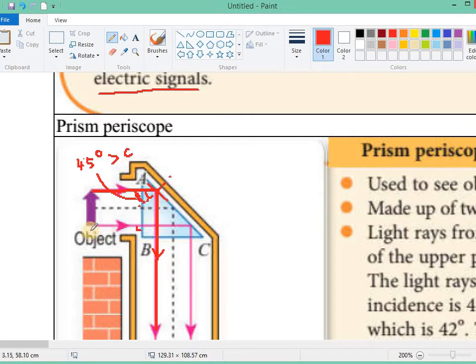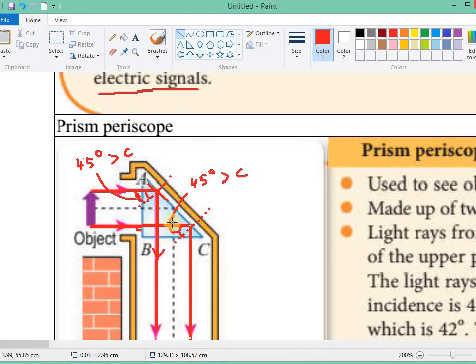Okay, so same with here. The light goes in at 90 degrees at the border here. This is the normal. This angle, 45 degrees, is bigger than the critical angle, which is 42 degrees. So the light undergoes total internal reflection.